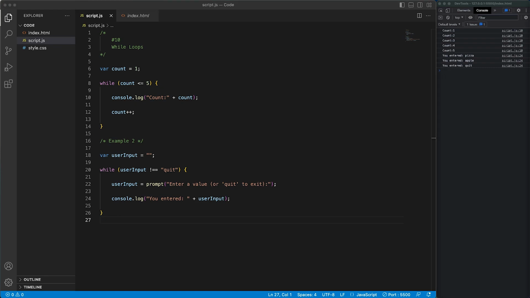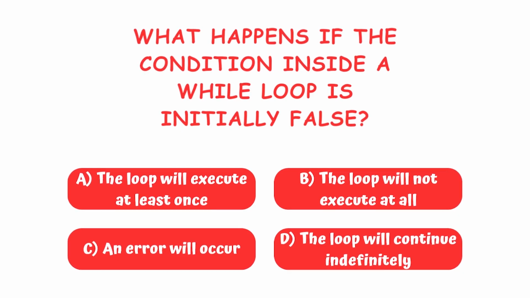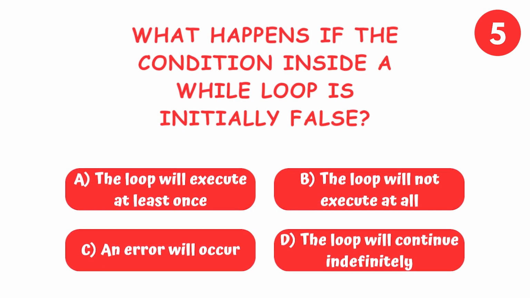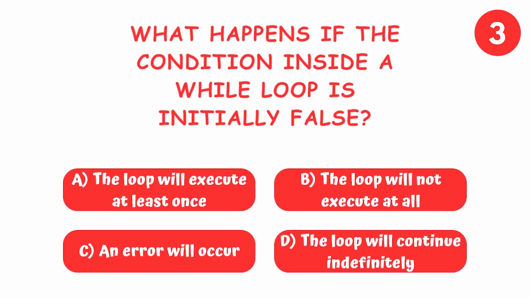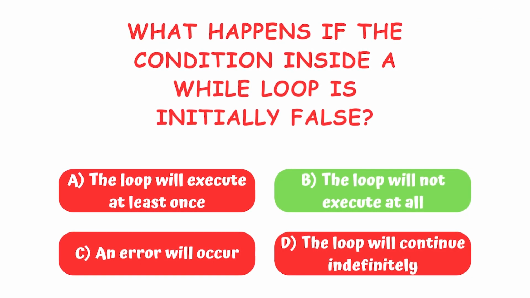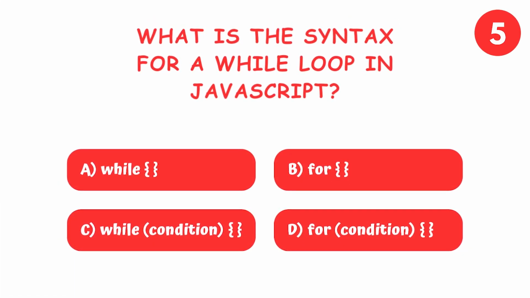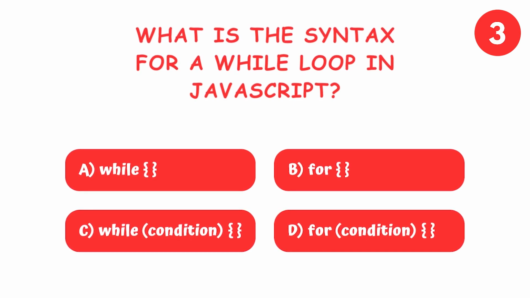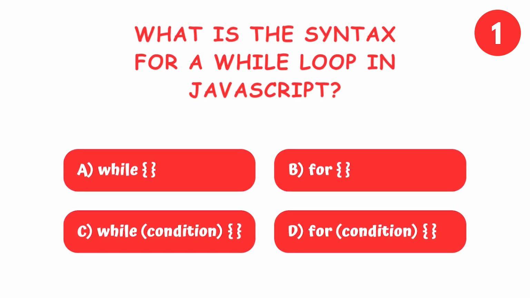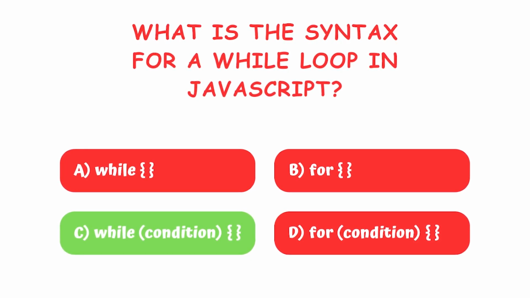Let's put what we've learned into practice in a quiz. What happens if the condition inside a while loop is initially false? Right answer, B. What is the syntax for a while loop in JavaScript? Right answer, C.